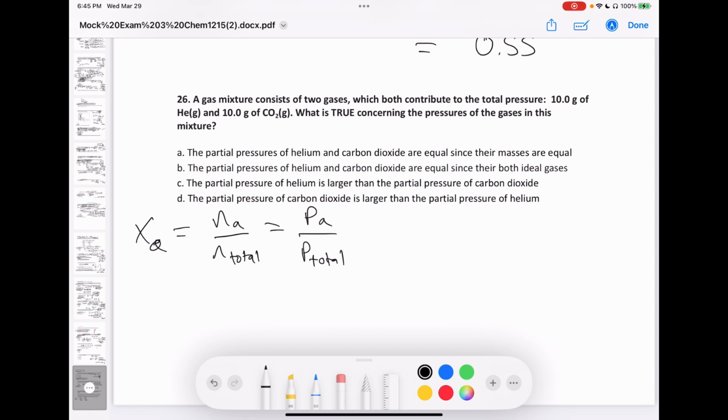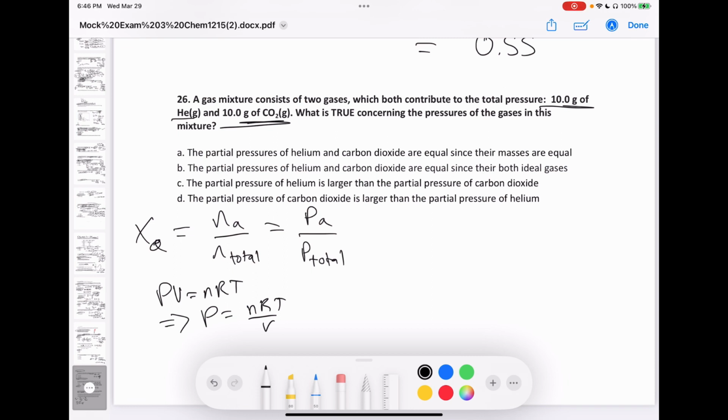Okay, and if we're looking at partial pressures, because that's what the problem is asking about, we can look back at the ideal gas law to see what the mixture of moles of gases is. PV equals nRT. Hold on, we get the partial pressure is equal to nRT over V. And the only thing that's really going to affect the pressure of a gas is going to be the moles of that gas. So the partial pressures would be equal if we had 10 moles of helium and 10 moles of carbon dioxide, but we don't have that. We have 10 grams of each.